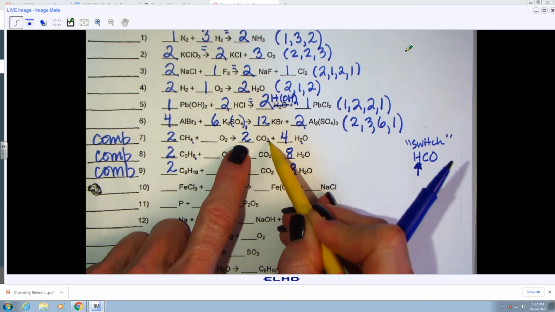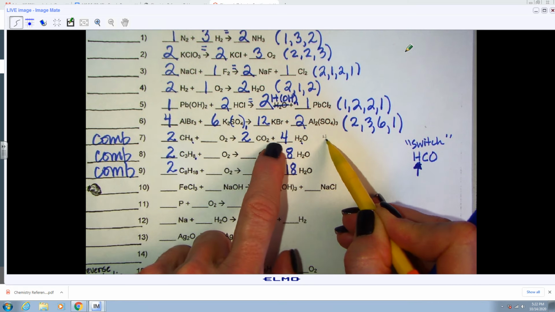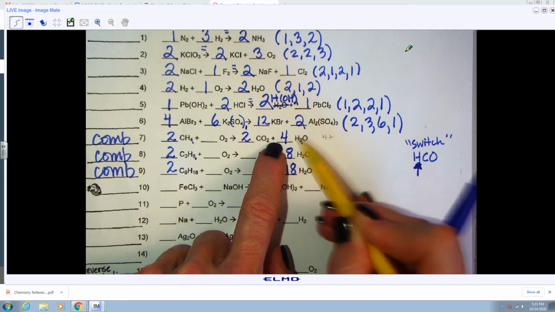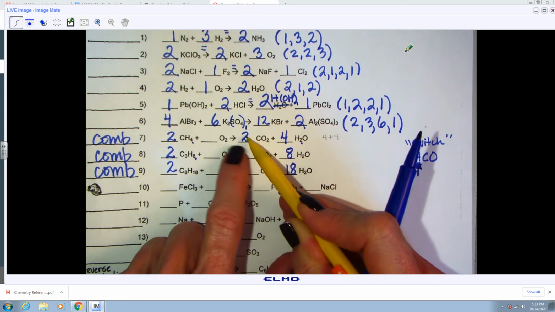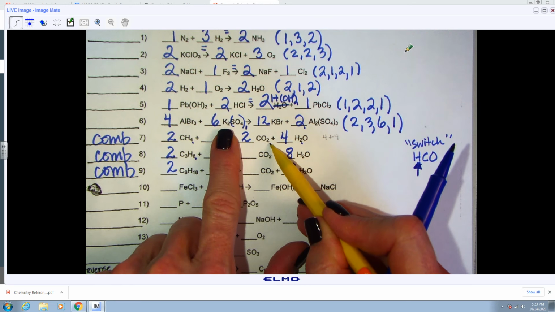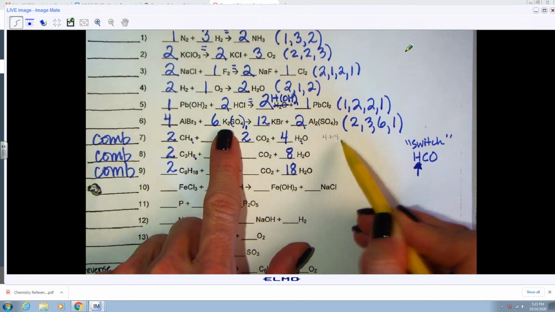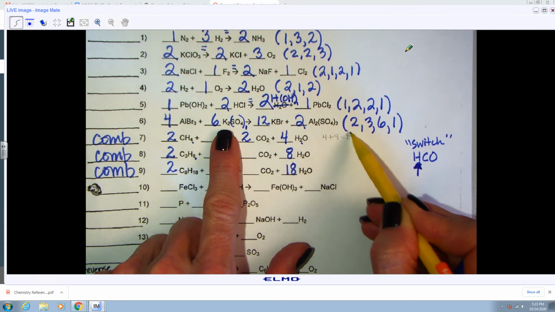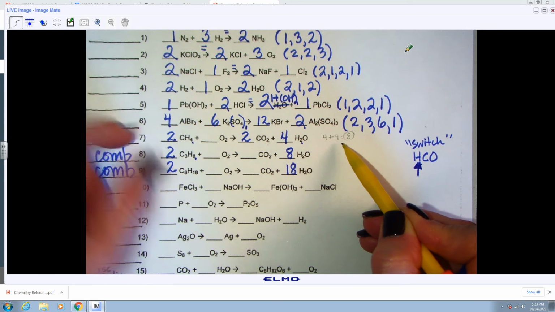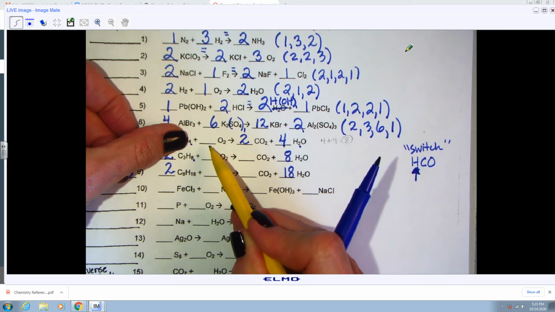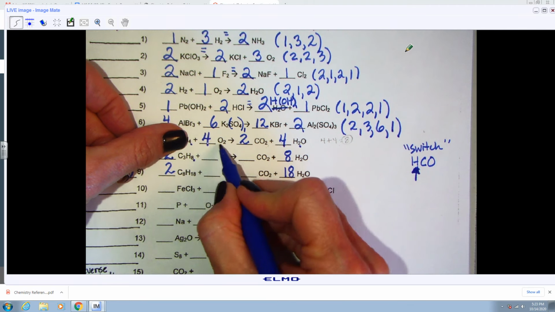You have 2 times 2 is 4, and then you got a plus sign here, and then 4 times 1 is 4. So again, 2 times 2 was 4, plus 4 times 1 is 4. And 4 plus 4 is 8. So I have 8 oxygens on the product side. So how can I get 8 oxygens on this side? Well, put a 4. 4 times 2 is 8.